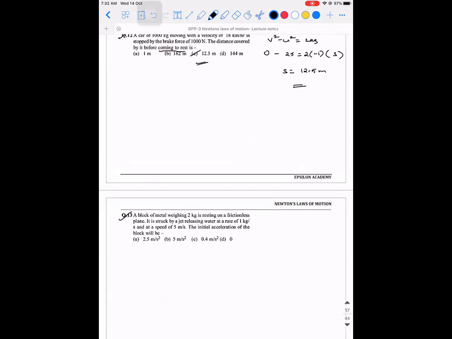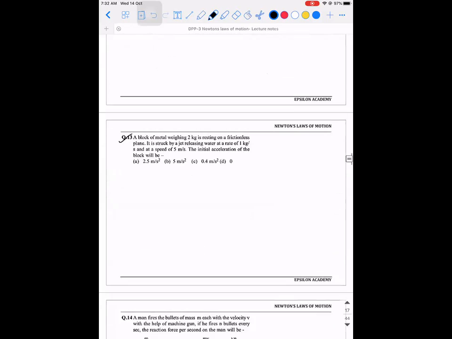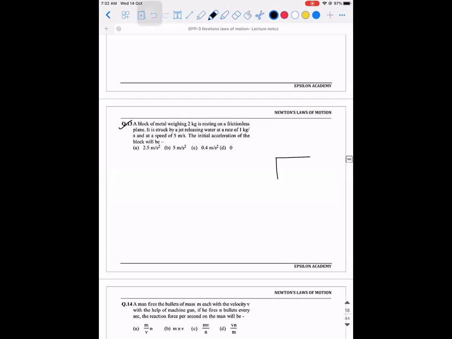Next. There is a block of metal weighing 2 kg resting on a frictionless plane. It is struck by a jet releasing water at a rate of 1 kg per second at a speed of 5 meter per second. The initial acceleration of the block will be. So there is a block made up of some metal. It is resting on what kind of a surface? A frictionless plane. It is struck by a jet releasing water at a rate of 1 kg per second at a speed of 5 meter per second. The initial acceleration of the block will be.